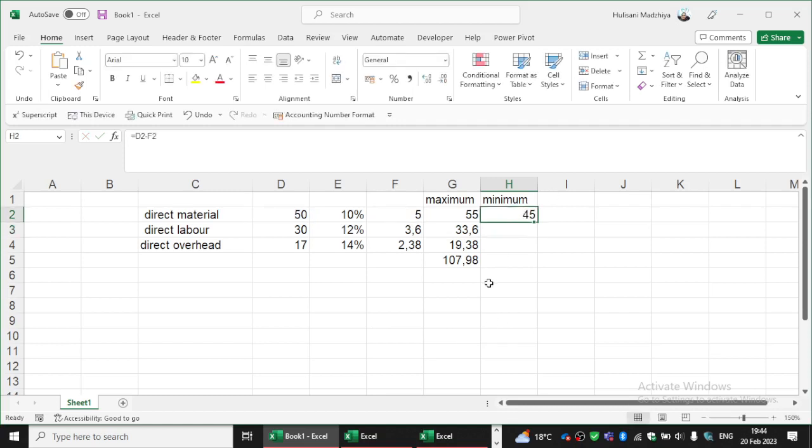So what does it mean when they say direct material we're expecting a plus or minus 10%? It means that they're expecting the price to be between 45 rand and 55 rand, meaning that the minimum price will be 45 rand and the maximum being 55 rand. So the price of direct material will fall in between the two. That is what the plus and minus actually means.